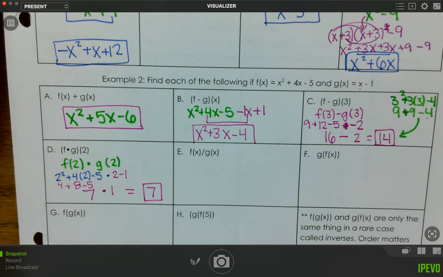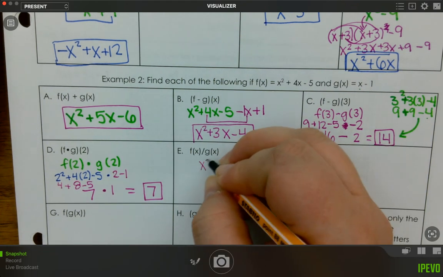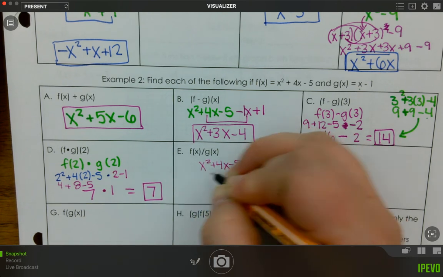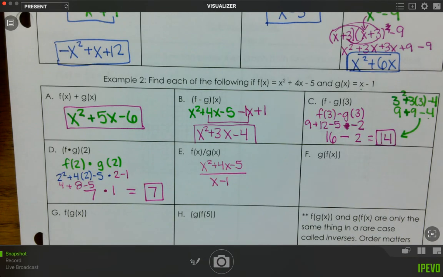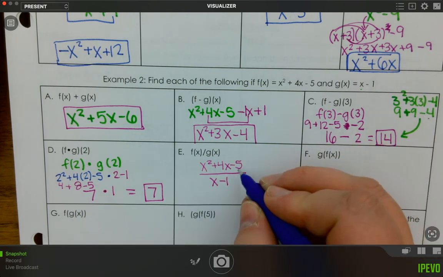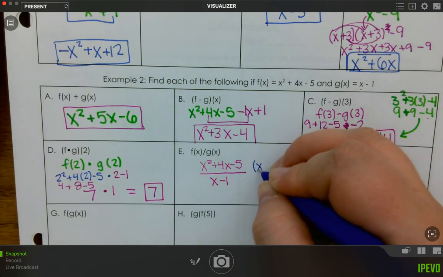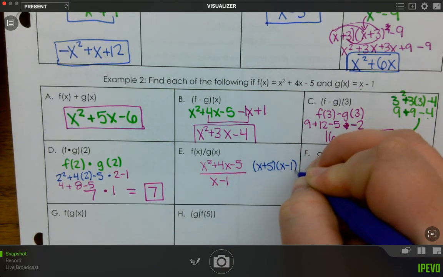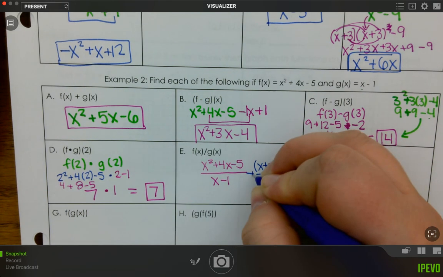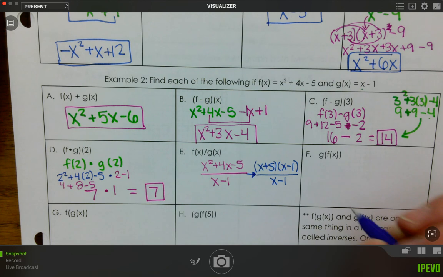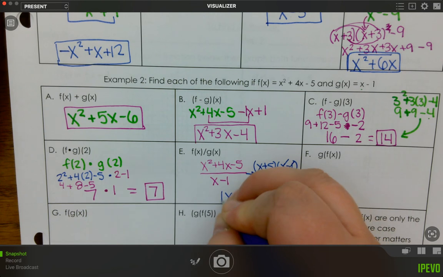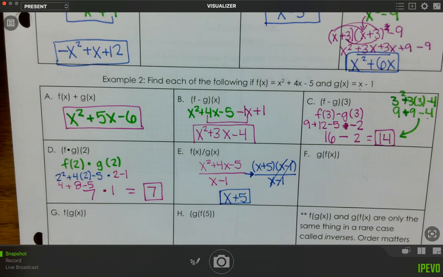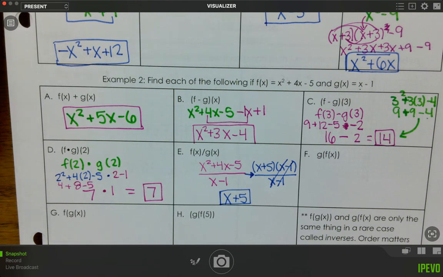Okay, E wants us to divide them with f of x on top, x squared plus 4x minus 5, and g of x on the bottom. Just remember you want to try factoring the top. The bottom can't be factored at all because it's already just x minus 1. So two numbers that multiply to negative 5 and add to 4 is positive 5 and negative 1. Keep the bottom the same because we're not really changing anything there. We're just factoring. And then you do have an x minus 1 on top and bottom, so that means your answer here is just x plus 5. Boom.